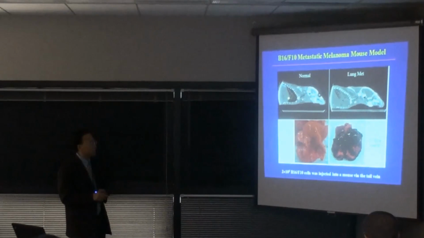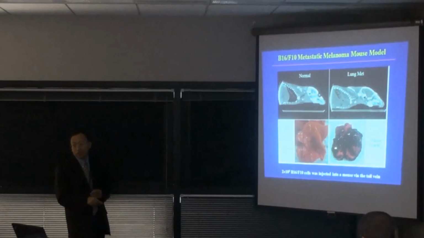And after the CT image, we took out the lung here. So here shows you a biopsy picture of a normal lung here. And the right side shows you a CT image of a mouse bearing lung metastasis here. Okay? And this is the lung we took out after the CT image.